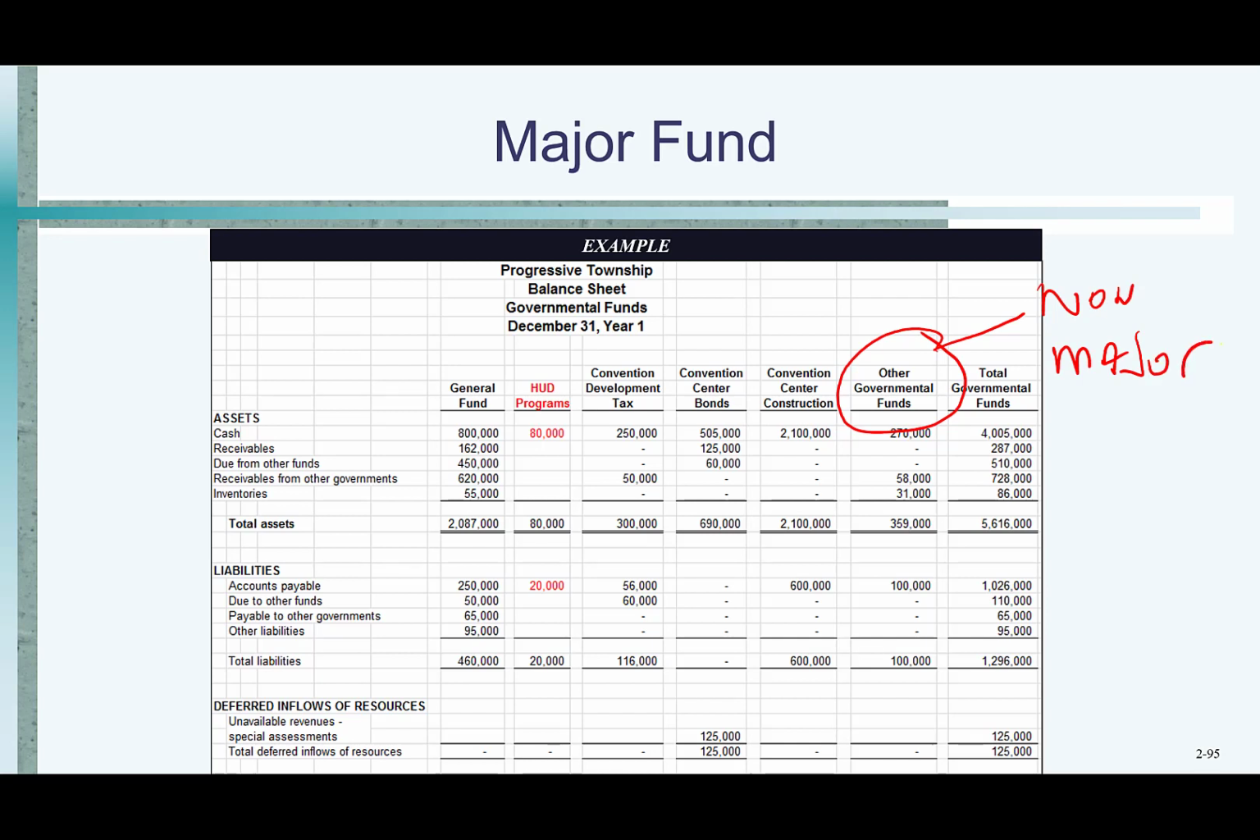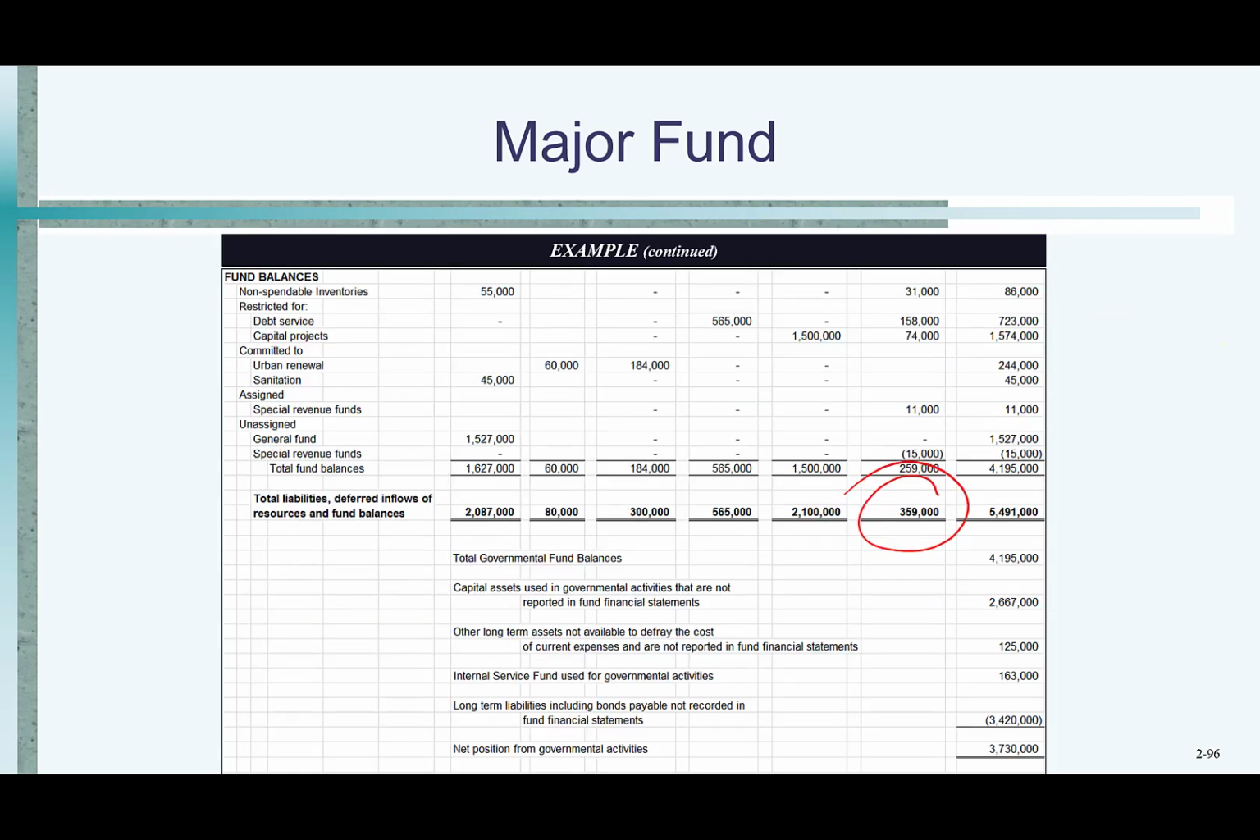The ones that are reported, by the way, there's no reason HUD is red. All these other ones are what? Major funds? Now, when I sit here and I look at the net position here, or the total liabilities and deferred inflows, it's 359, isn't it, for the other column?